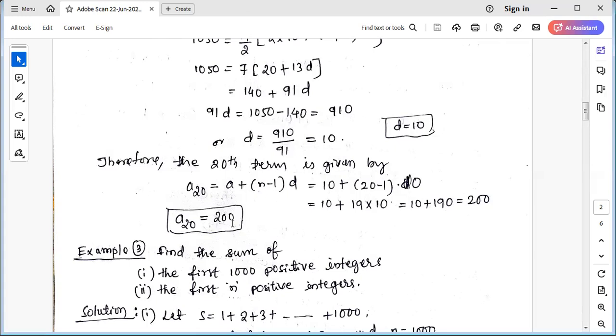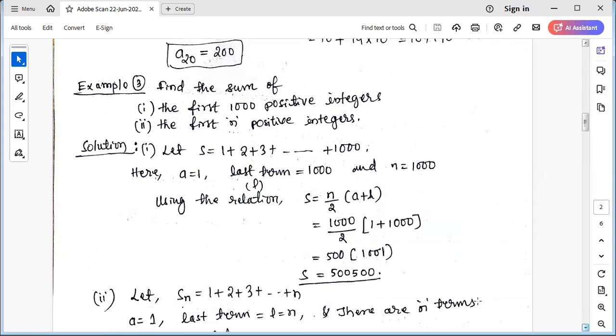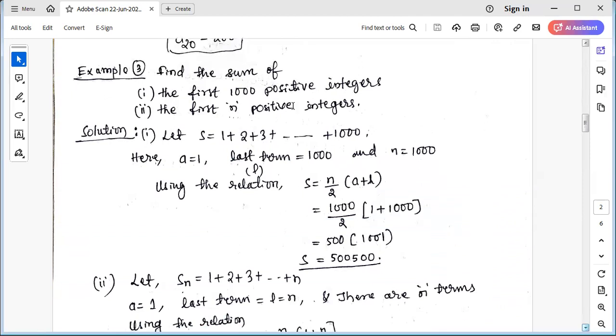Go to example 3. So example 3 is like this. Find the sum of the first, two problems are there. The first problem, the first 1000 positive integers, and problem 2, the first n positive integers. So for the first, we take the first one. Let S be equal to 1 plus 2 plus 3 and so on up to 1000. So here in this sum, a is equal to 1, the first term.